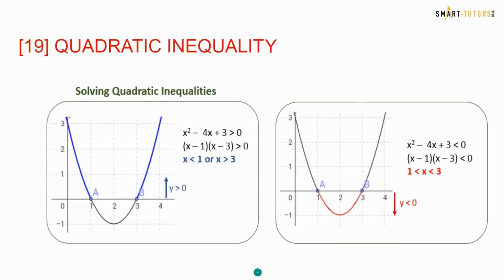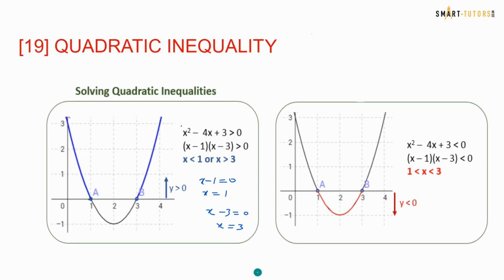Topic 19 is quadratic inequality. So the quadratic expression is given as greater than 0. So you factorize it: x minus 1, x minus 3 greater than 0. So you get x minus 1 equals 0, so x equals 1, and x minus 3 equals 0, you get x equals 3. So these are the A and B points. You got 1 and 3.